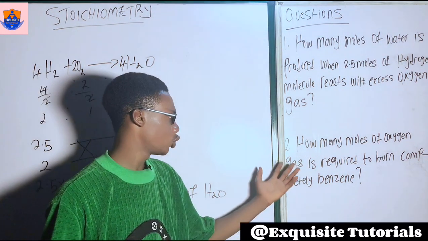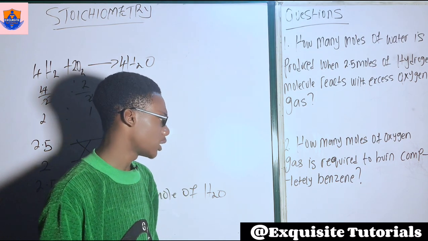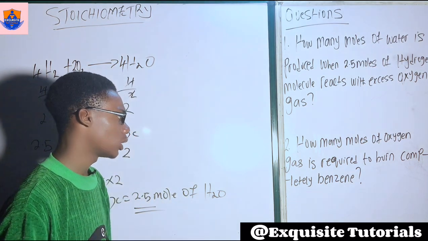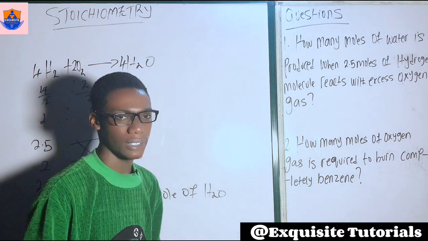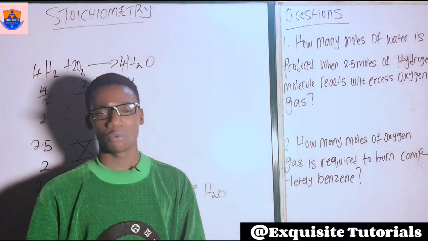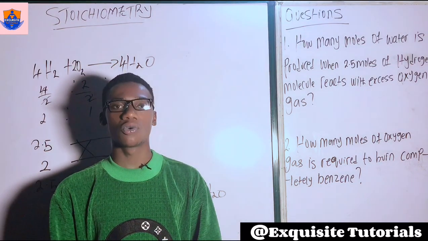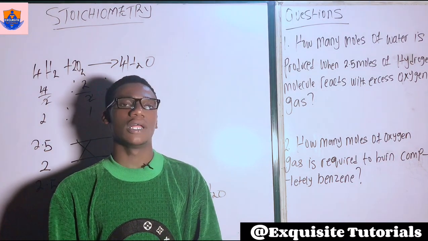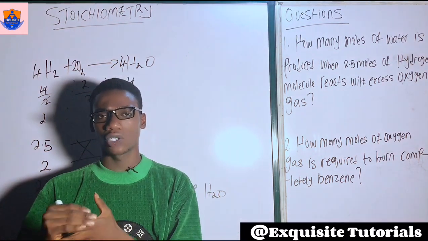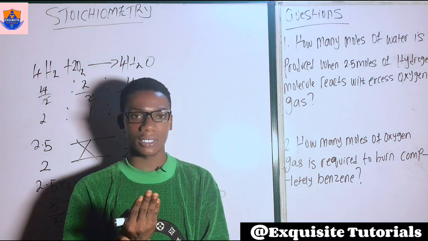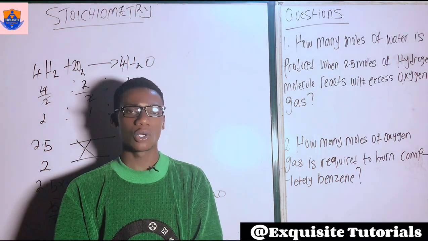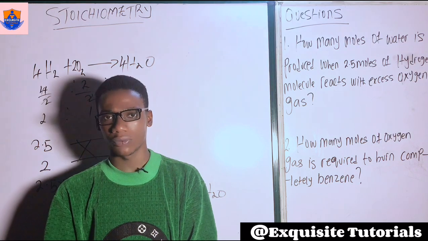So now question 2, it said how many moles of oxygen gas is required to burn completely benzene. Now on solving stoichiometric questions, the first thing you need to note or do in the question is to balance the equation of the reaction. When you write your equation of reaction, first check if the equation is balanced before you start solving. If the equation is not balanced, your answer cannot be correct.